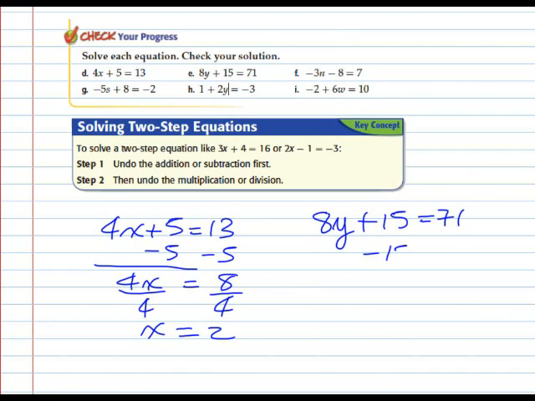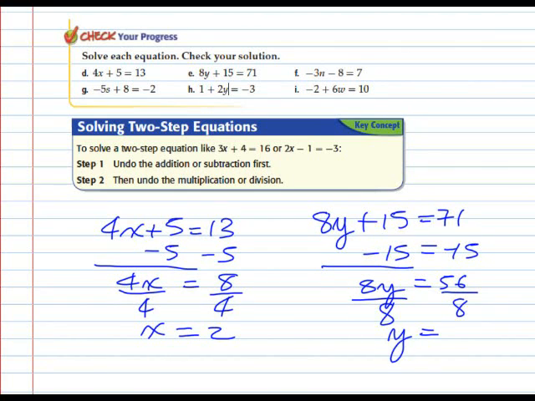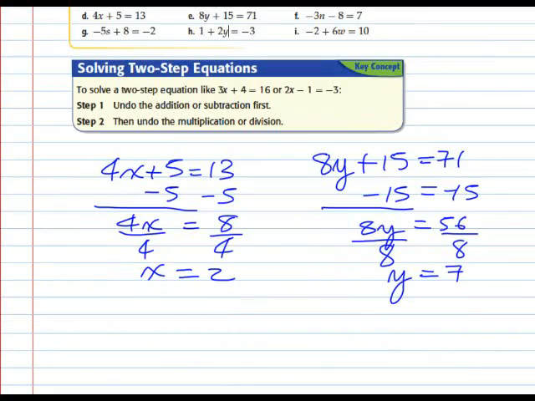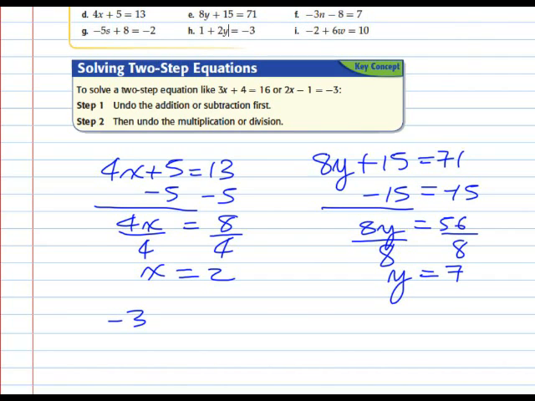Example E, 8y plus 15 equals 71. Subtract 15 from both sides. Gives me 8y equals 56. Divide both sides by 8. And y equals 7.